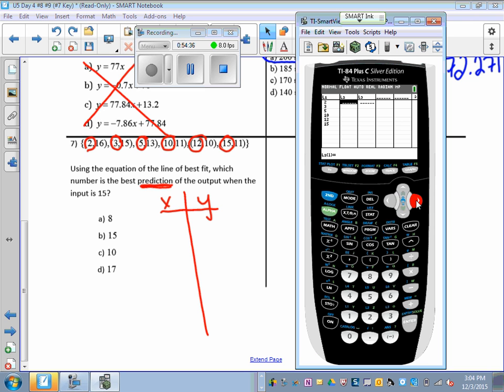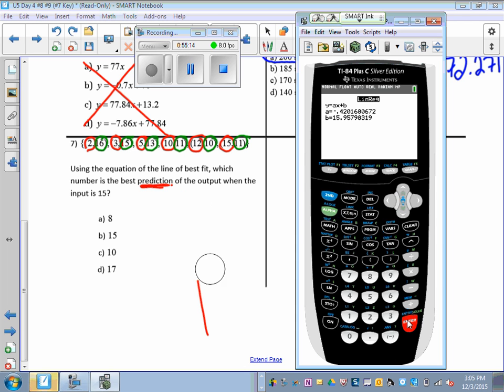Alright, and then my Y values, 16, 15, 13, 11, 10, 11. Make sure you go in the same order. 16, 15, 13, 11, 10, and another 11. Alright, so now calculator line of best fit. So stat, calculate, option 4. Keep hitting enter till you get your equation.